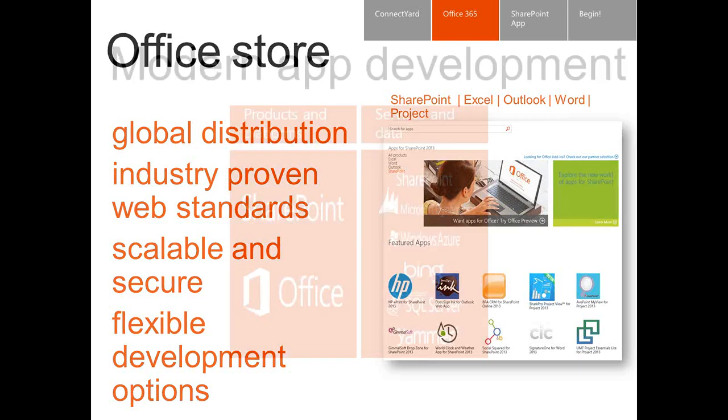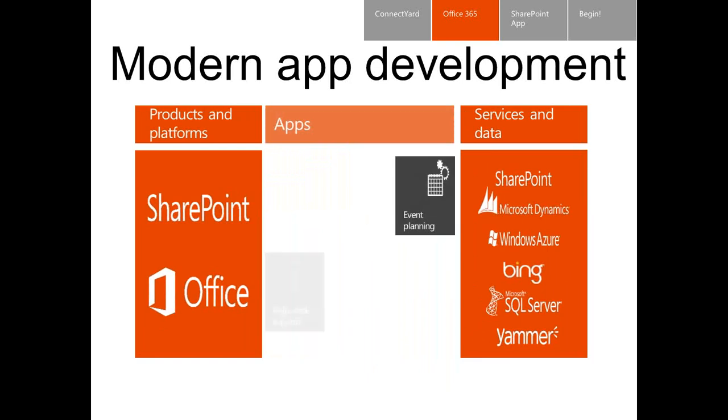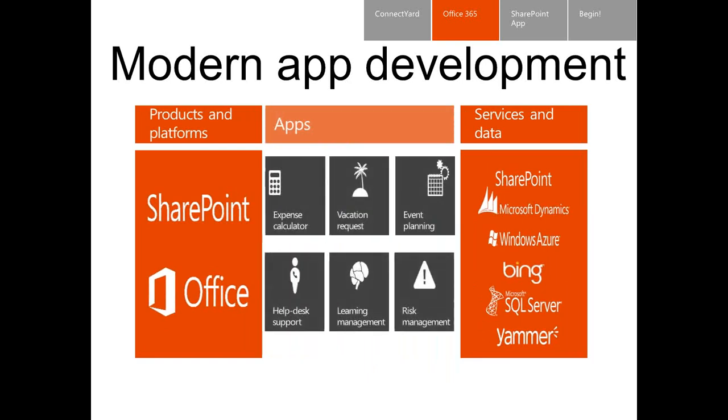So on the next slide we'll dig in just a little bit more, and I'm not sure if the animation is going to work through this, so we'll have to see. It is working, so that's great. The idea here is that you start off with the products and platforms around SharePoint and Office, and then on the right-hand side you have the services and the data, whether it's Dynamics or Windows Azure, Bing, SQL Server, or Yammer. Then these apps can really light it up for end users, whether they're students, teachers, or administrators, in terms of daily things they have to do, whether that's an expense calculator that I'm going to track using Excel, or a standard vacation request, or event planning.